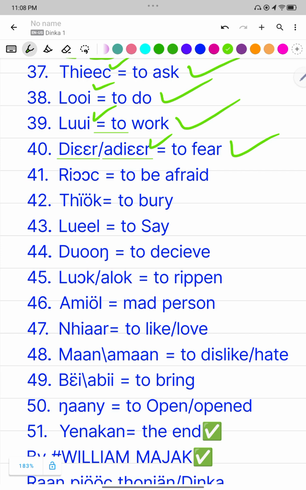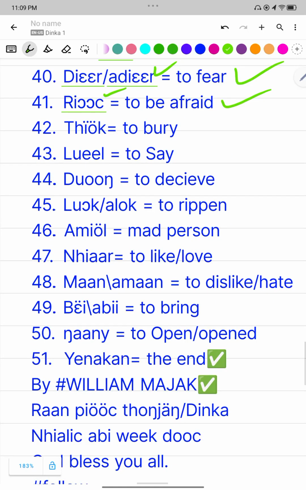Number 41. Riosh. Riosh means to be afraid. An riosh ekor means I'm afraid of lion. This is how you use Riosh. Riosh, to be afraid.